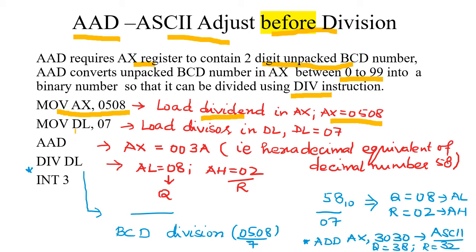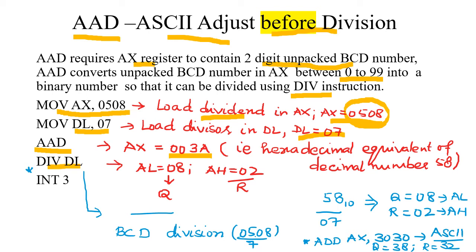The divisor I can move into any register. Suppose I moved it into DL: MOV DL, 07, so DL becomes equal to 07. Now, ASCII adjust before division. What will this do? 0508 is the unpacked BCD number whose equivalent hexadecimal number is 003A. So after this instruction, AX will be equal to 003A.